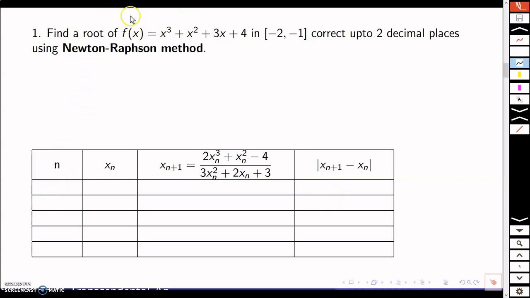Okay, so I have the function here. I will compute its derivative and keep it first. So that's 3x square plus 2x plus 3. Okay, so this is the derivative of this function.